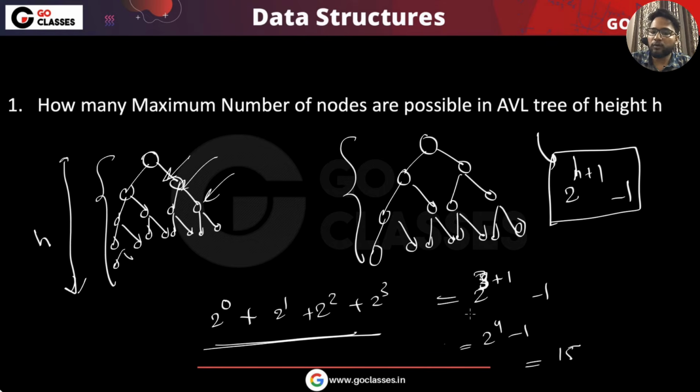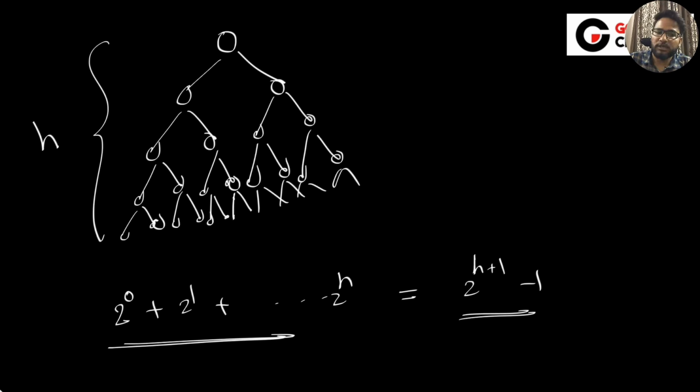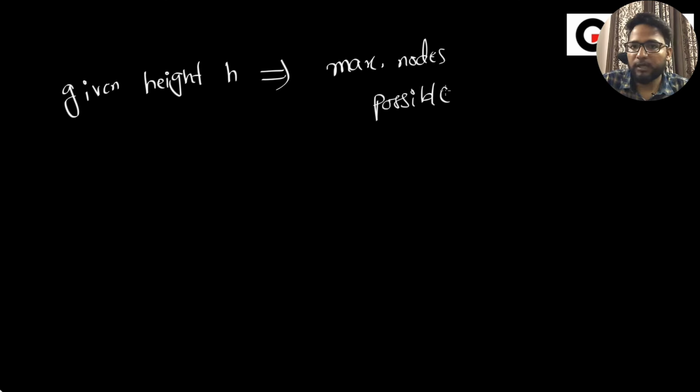Now there is another way to come up with the same answer. Let me tell you that way, as it will help you understand the second question also. What is my objective? I want to find the maximum number of nodes, given height h. Now that can be done by recursion also. How? Let's see.